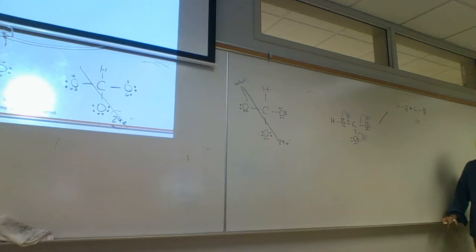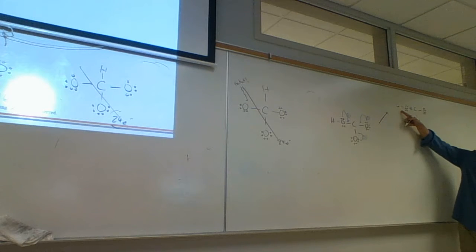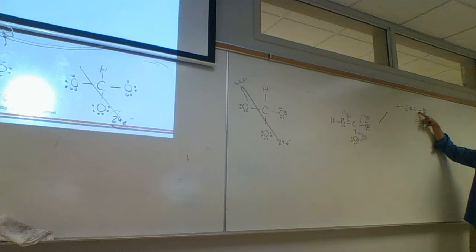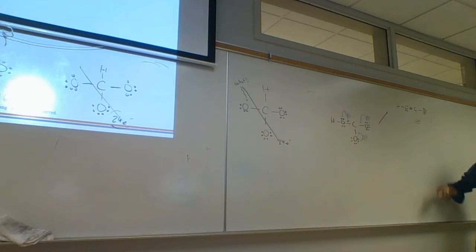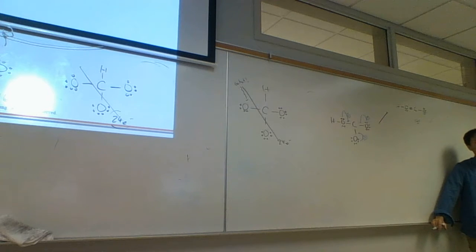Okay, so let's now check. Hydrogen has a duet. This oxygen, does it have an octet? Yeah, 2, 4, 6, 8. Does carbon have an octet? Yes, 2, 4, 6, 8. Remember, we double count for octets. Does this oxygen have an octet? Yeah, and this? Yep. So this is good. Everything has an octet.